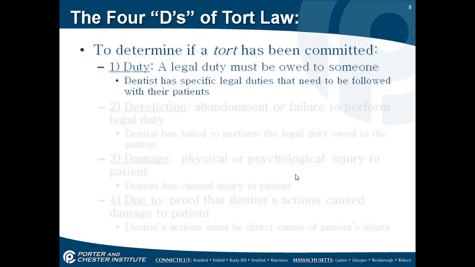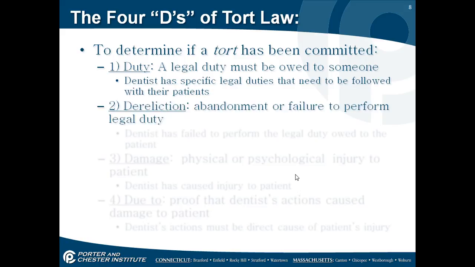The 4 Ds of tort law. To determine if a tort has been committed, number 1, duty. A legal duty must be owed to someone. The dentist has specific legal duties that need to be followed with their patients.